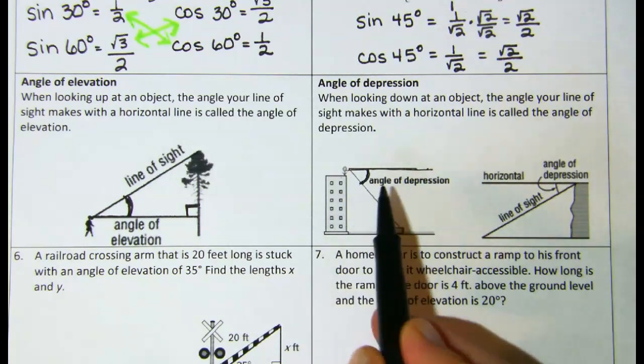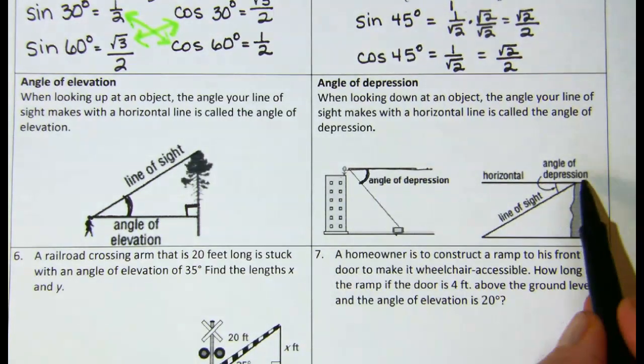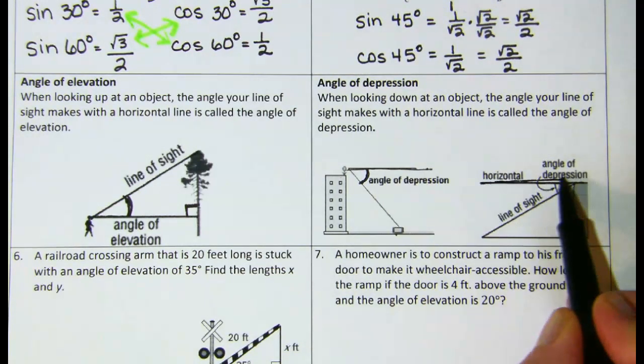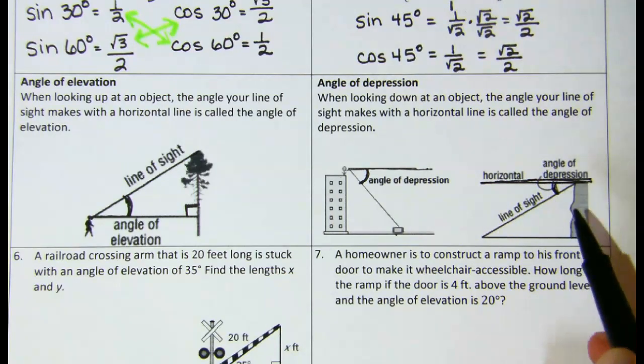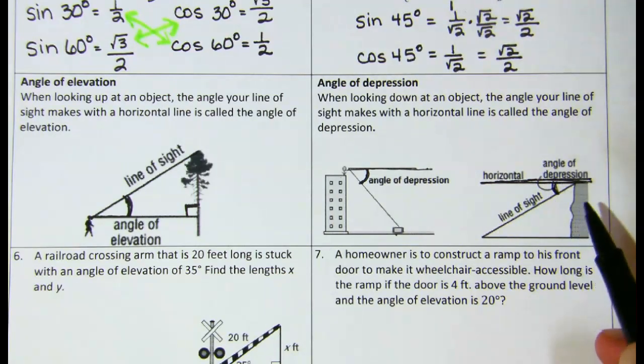Okay? Now, here is one from a cliff. This does not have the eyesight, but it's with the cliff. There's the angle of depression. Now, this is the connection that I need for you to make.